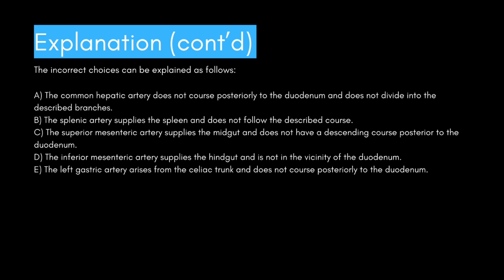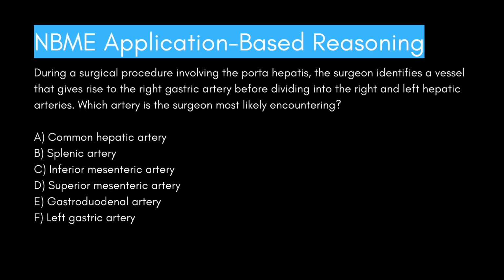Let's go ahead and take a look at another question. During a surgical procedure involving the porta hepatis, the surgeon identifies a vessel that gives rise to the right gastric artery before dividing into the right and left hepatic arteries. Which artery is the surgeon most likely encountering?